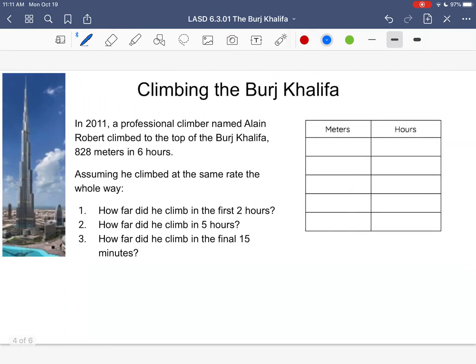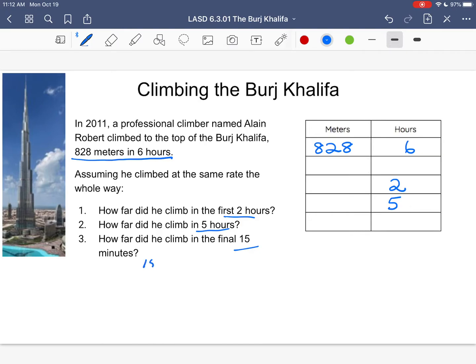Another example is about climbing the Burj Khalifa. So a professional climber has climbed to the top, 828 meters, in 6 hours. So how far did he climb in the first 2 hours, 5 hours, or 15 minutes? So let's put in what we have: 828 meters in 6 hours. I leave a row blank for my unit rate, and we want to know how far he can climb in 2 hours, 5 hours, or 15 minutes.